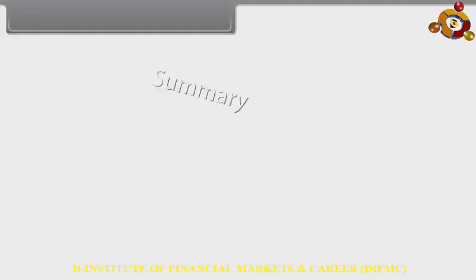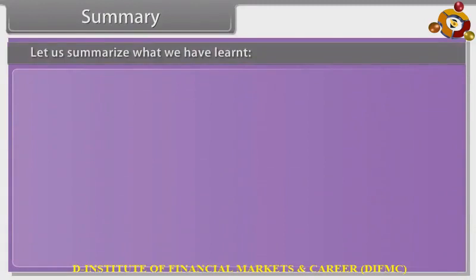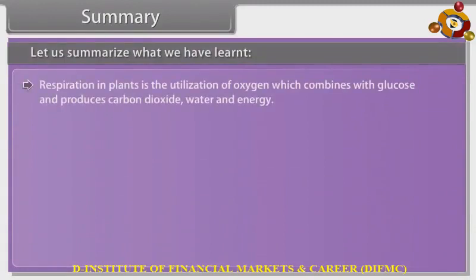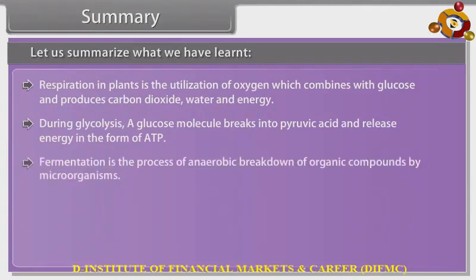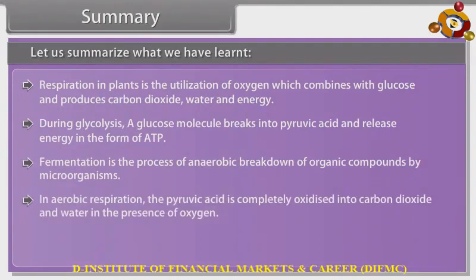Summary. Let us summarize what we have learned. Respiration in plants is the utilization of oxygen which combines with glucose and produces carbon dioxide, water, and energy. During glycolysis, a glucose molecule breaks into pyruvic acid and releases energy in the form of ATP. Fermentation is the process of anaerobic breakdown of organic compounds by microorganisms. In aerobic respiration, the pyruvic acid is completely oxidized into carbon dioxide and water in the presence of oxygen.